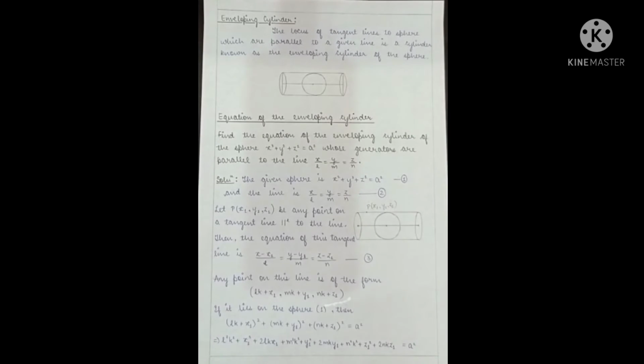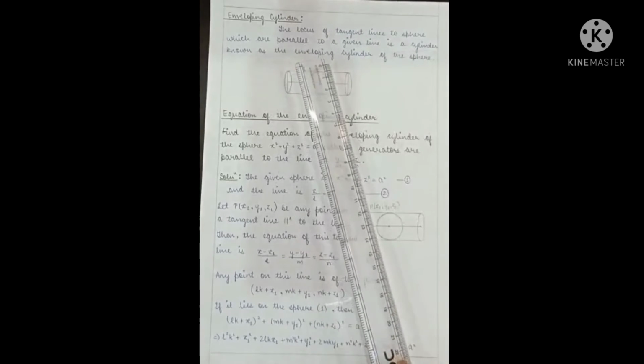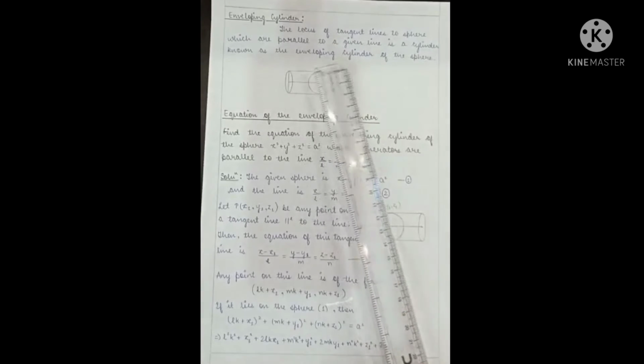So the locus of tangent lines to a sphere which are parallel to a given line is a cylinder known as the enveloping cylinder of the sphere. So how to find the equation of the enveloping cylinder? Through an example I'll let you know how to calculate the equation of the enveloping cylinder.